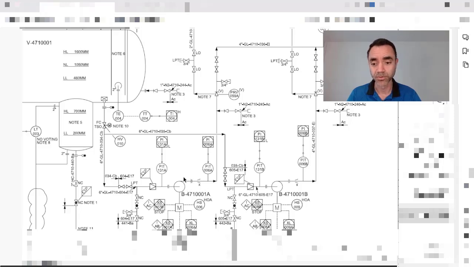You have symbols related to equipment, symbols related to instrumentation, and information regarding the lines or the pipes that are associated with your process. All of that is important because it informs something to the reader. From the vessel, I have two branches, one to pump B and one to pump A, and the typical arrangement of a centrifugal pump starts with the isolation valve.